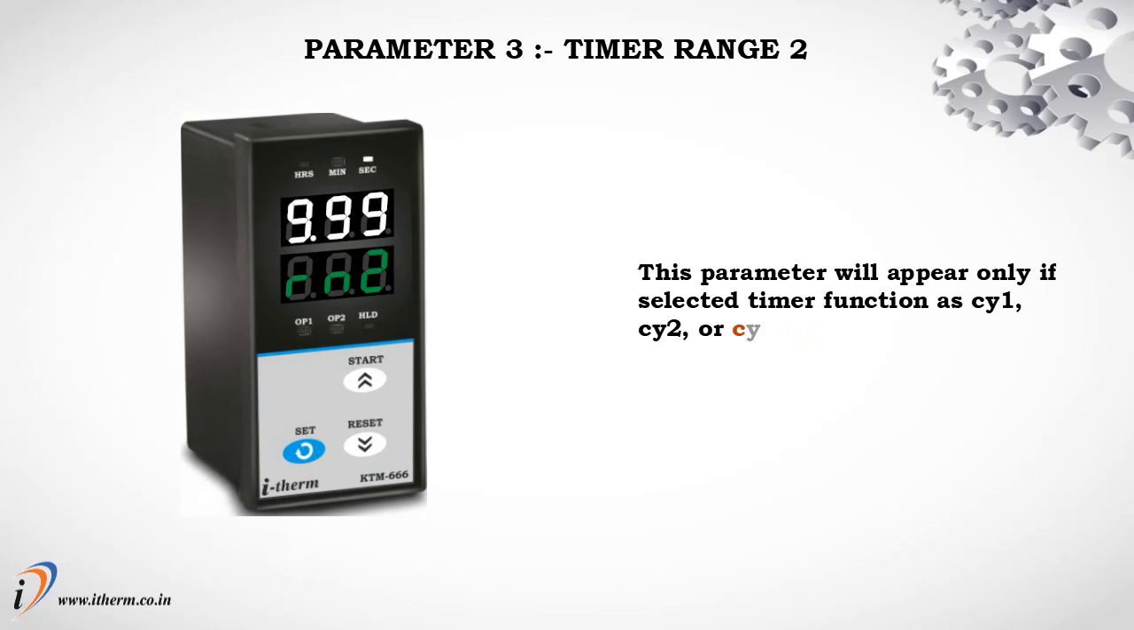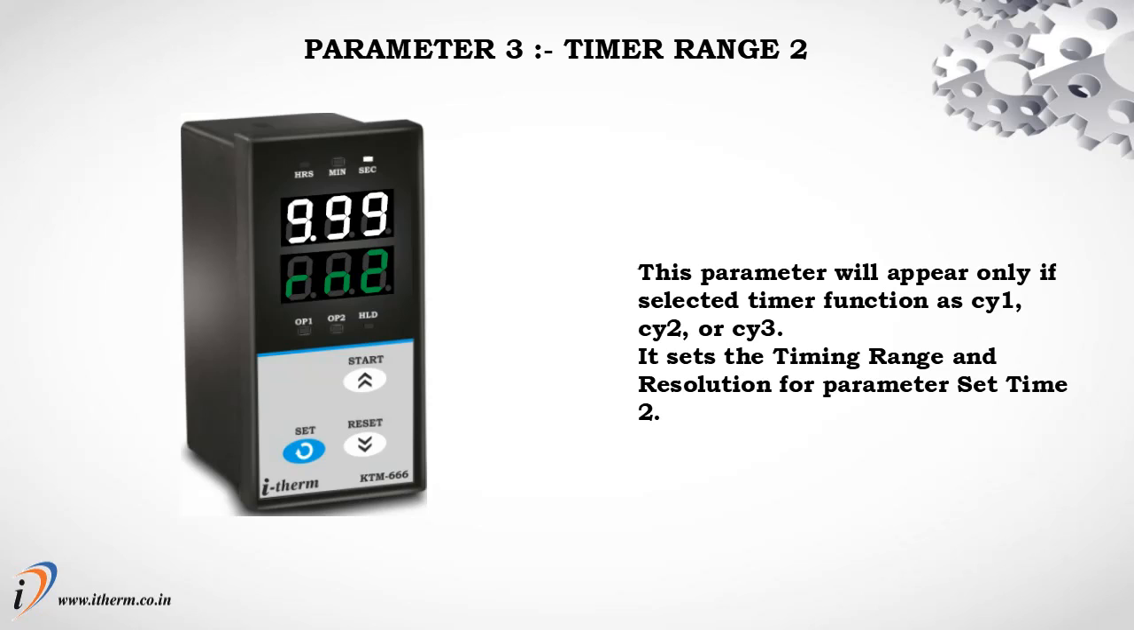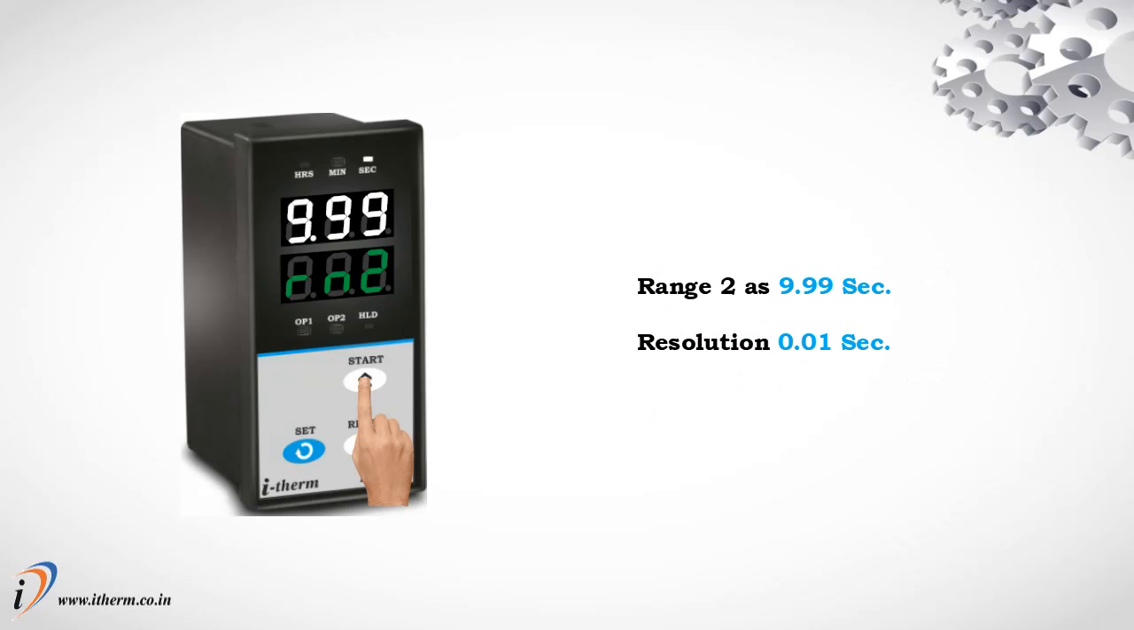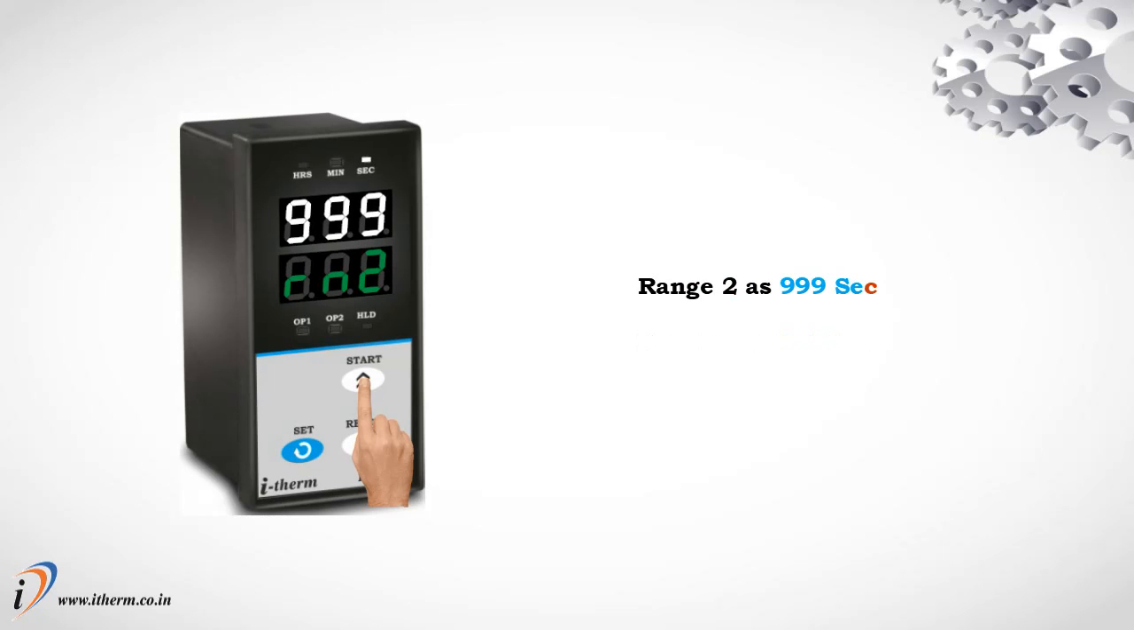Parameter 3, Timer range 2. This parameter will appear only if selected timer function as cycle 1, cycle 2, or cycle 3. It sets the timing range and resolution for parameter set time 2. Range 2 as 9.99 seconds. Resolution 0.01 seconds. Range 2 as 99.9 seconds. Resolution 0.1 seconds. Range 2 as 999 seconds. Resolution 1 second.